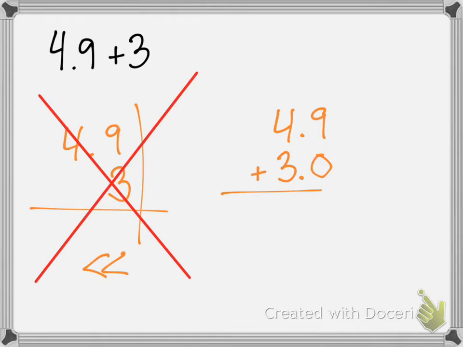We just add things like normal now. 9 plus 0, we get 9. We have 4 plus 3, we get 7. So I get 79 as my answer, right? Thumbs up, thumbs down. Forgot the decimal. Thumbs up. Ah, yes. We just bring the decimal straight down.